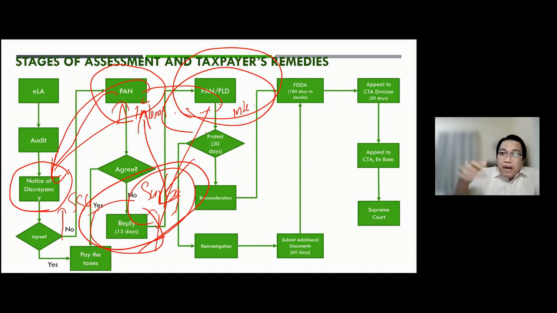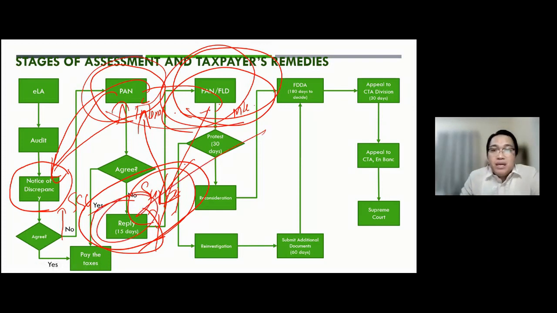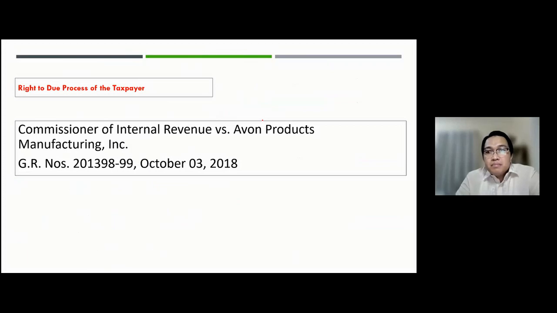So kung ganun yung problem pattern, nag-issue ng Notice of Discrepancy, exactly the same as the PAN, exactly the same as the FAN, inignore ang evidence ng taxpayer, hindi inexplain kung bakit hindi acceptable or hindi na-admit yung evidence, Avon Products na ang tinatanong dyan. And the issue there is the right to due process of the taxpayer.